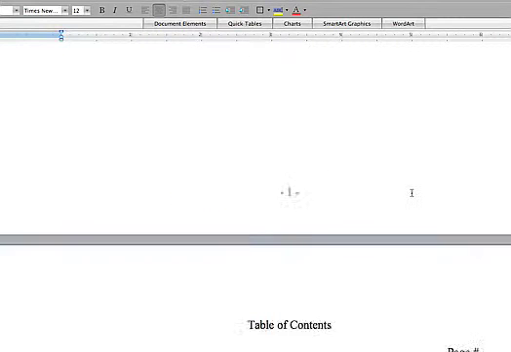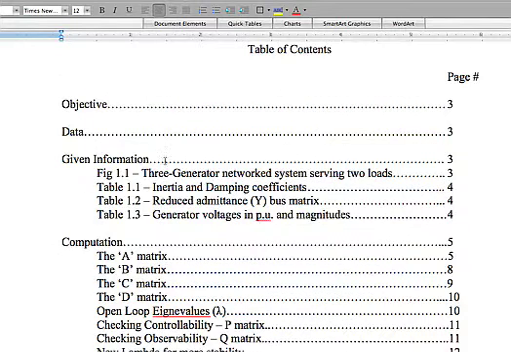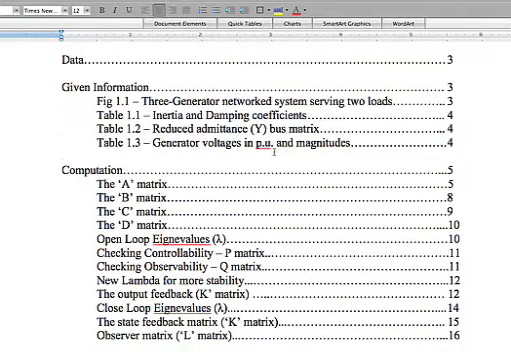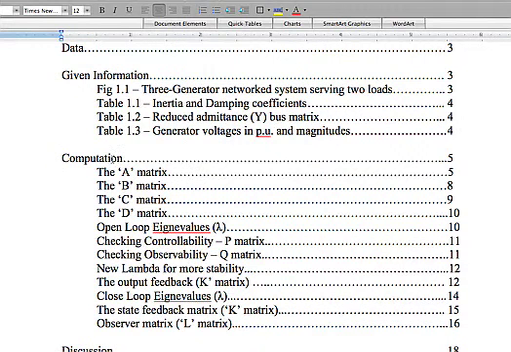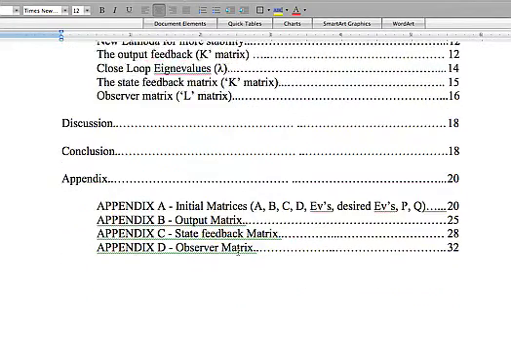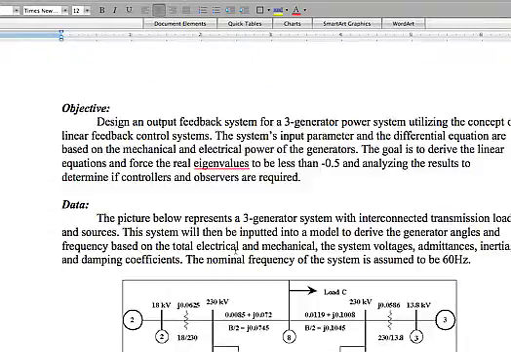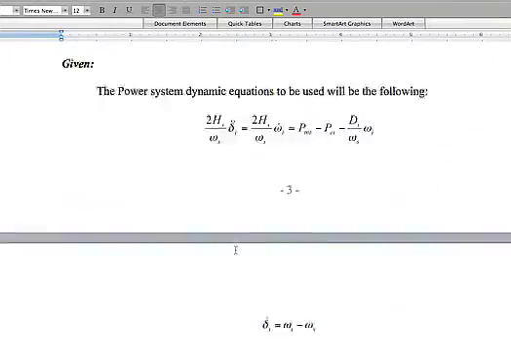Anyway, title page, again, table of contents, giving objective data, background information that we use to do it, put everything in. Computation, or basically the methods, how you did what you did, discussion, conclusion, appendix, okay? And same kind of thing. What's the goal? What do we have?